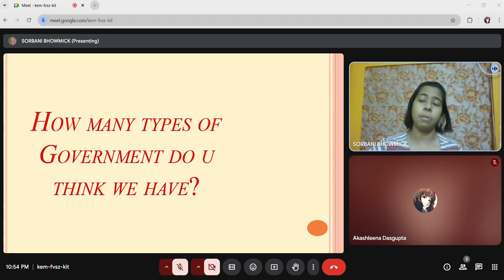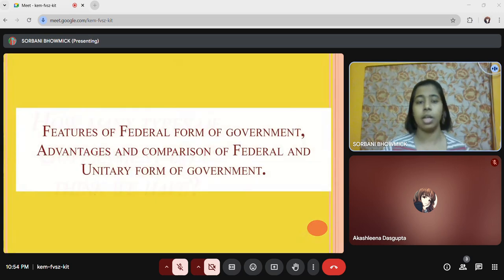As I have said previously, we have done the unitary form of government, and today we will be focusing on features of federal government, advantages, and comparison with the unitary form of government. Federal, the term itself, means central union. Federal government is a term commonly used in the US, where the central government is called federal government. Federal funds, federal finances, are similar to what we say union budget, union finance ministry, and central government budgets and central government ministry. Please keep these terms in mind while we are proceeding with the content.